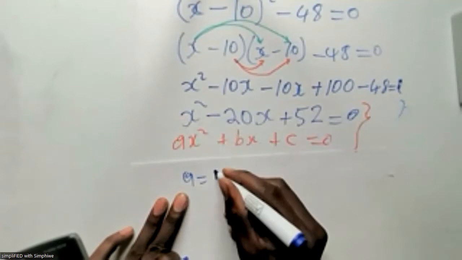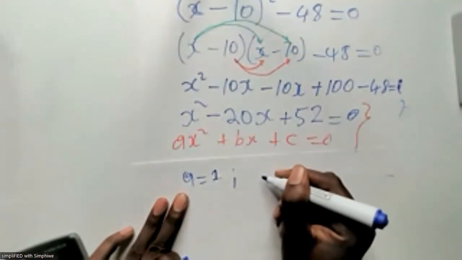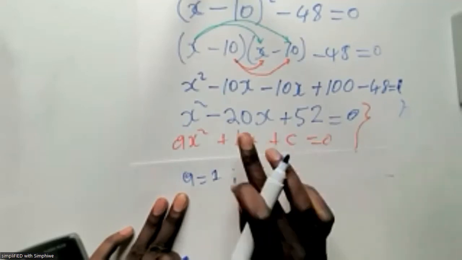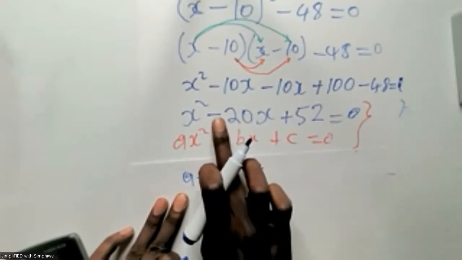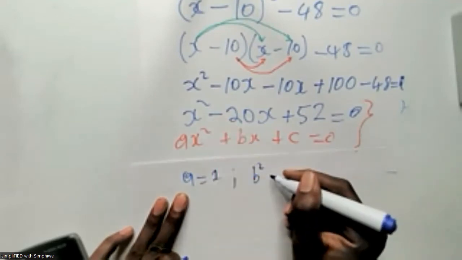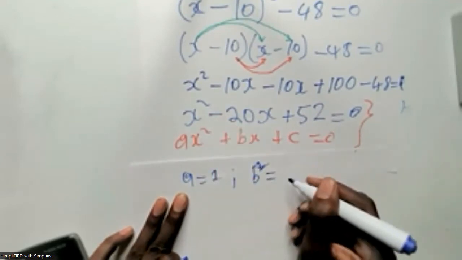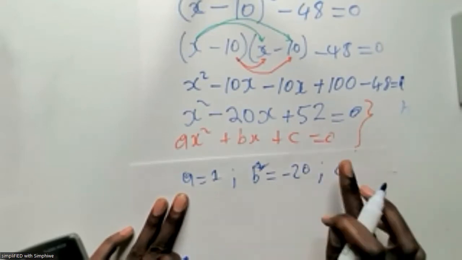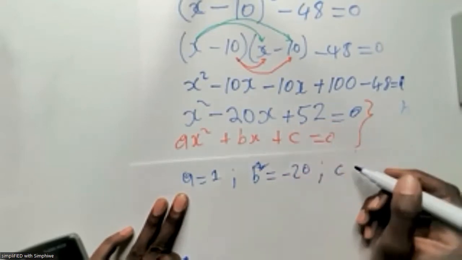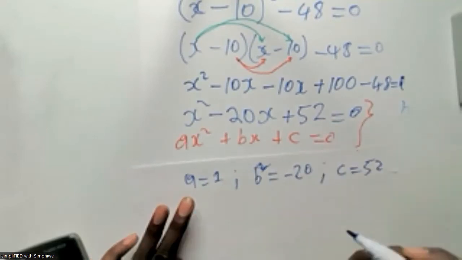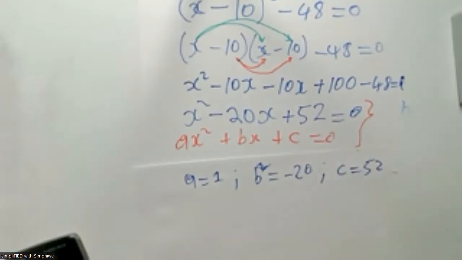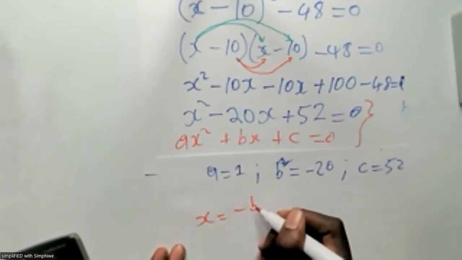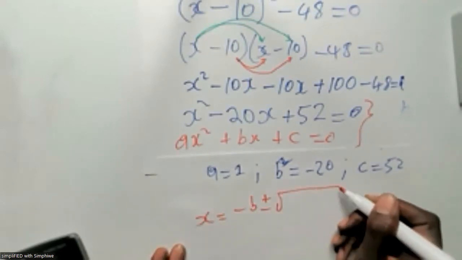So here we're going to say our value of a is 1. The number attached to x squared is 1. The value of b is minus 20. We take it with the sign. The value of b is minus 20. And the value of c is positive 52. Just 52. Then we go to our formula.